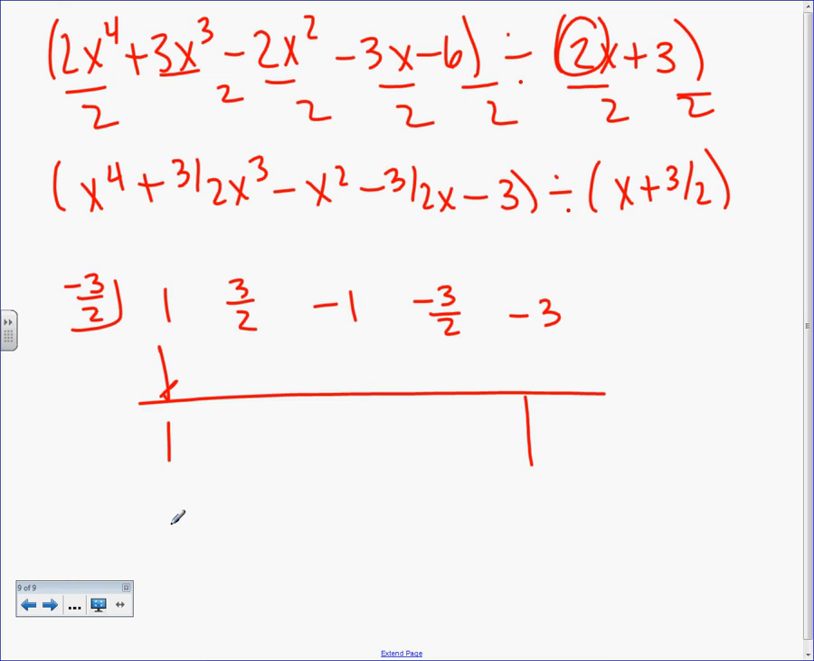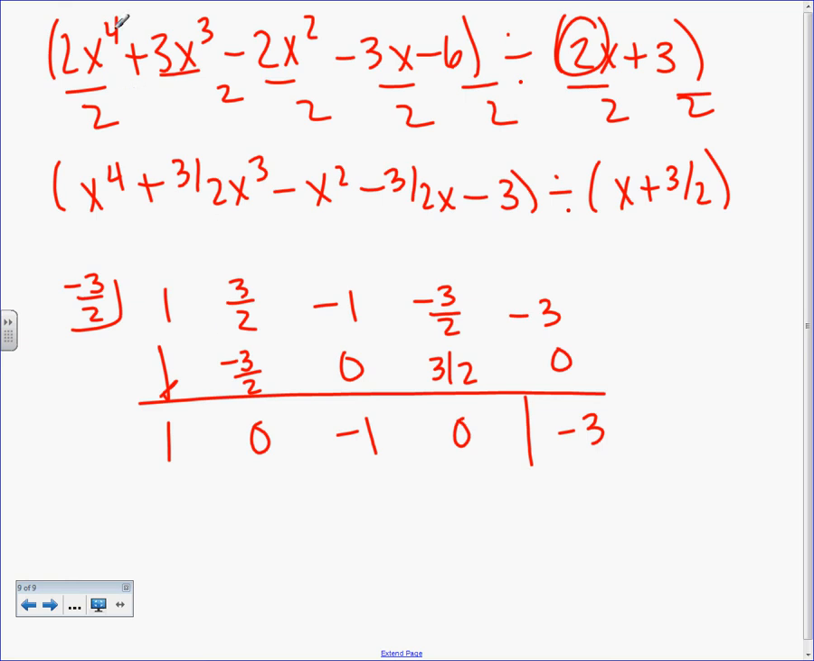What do you do with that? Multiply by the box. So what do I get? Negative 3 over 2. Add 0, multiply, add, multiply, add, multiply, add. We had a remainder, right? Did I lose anybody? Okay.